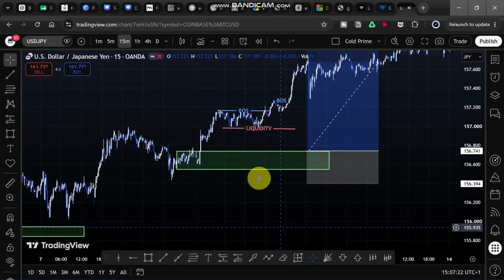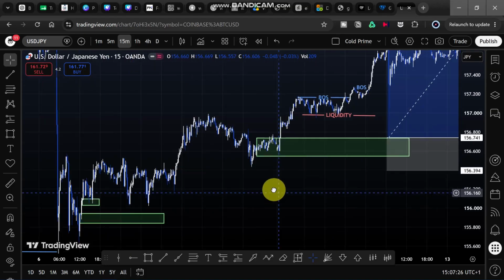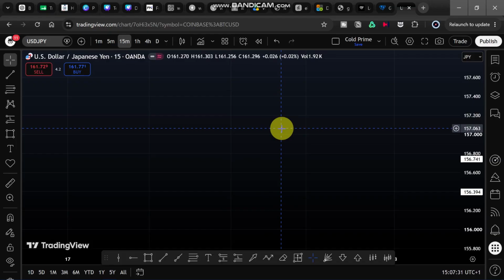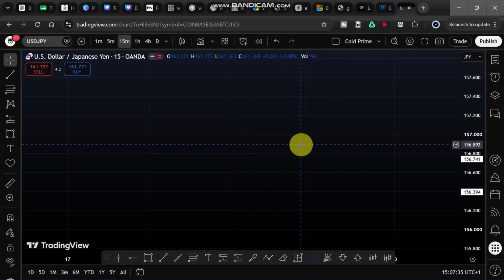So I'll personally be looking to enter here, once I see all these higher lows being made, higher lows, higher lows being made. Then I'm looking to enter. Okay, so that will be all for how you can trade market structure.